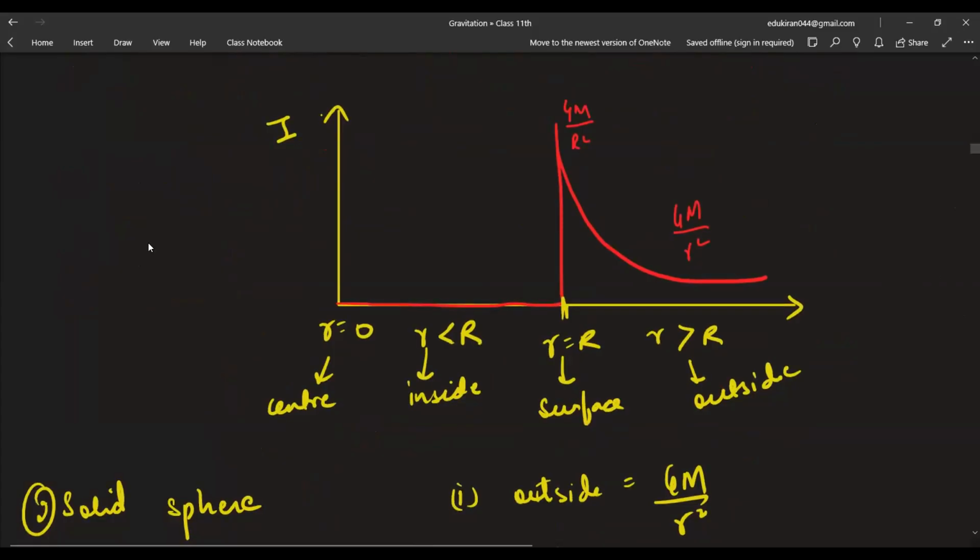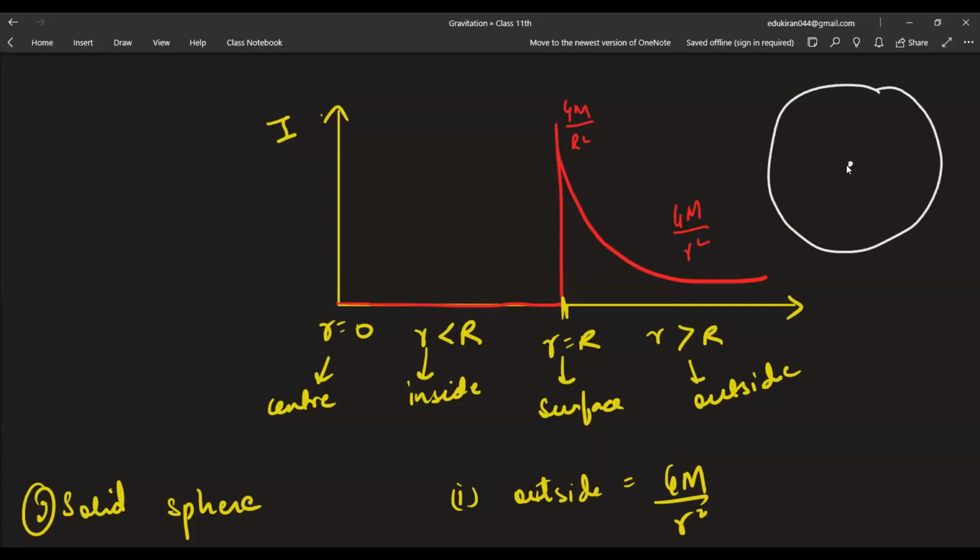So how do you plot the graph? Again, small r equal to capital R gives you the reference of the surface, right? See, if you have a sphere, this is the center, means r is equal to 0, nothing is there. So this is your center origin. And this is the radius, means this is the surface, right? This is the surface. So the separation from the center to the surface, small r is equal to capital R, right? At the surface.